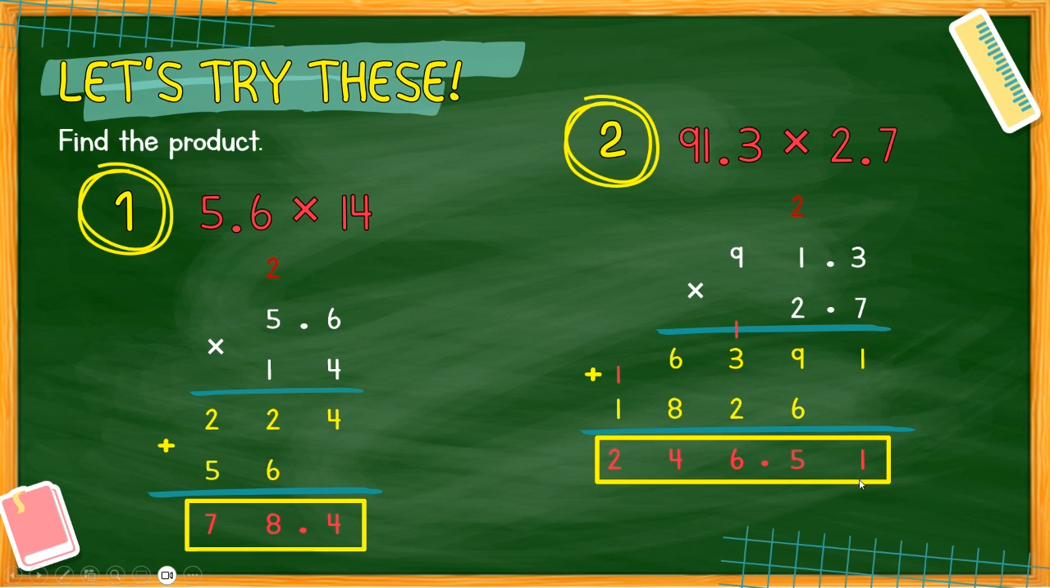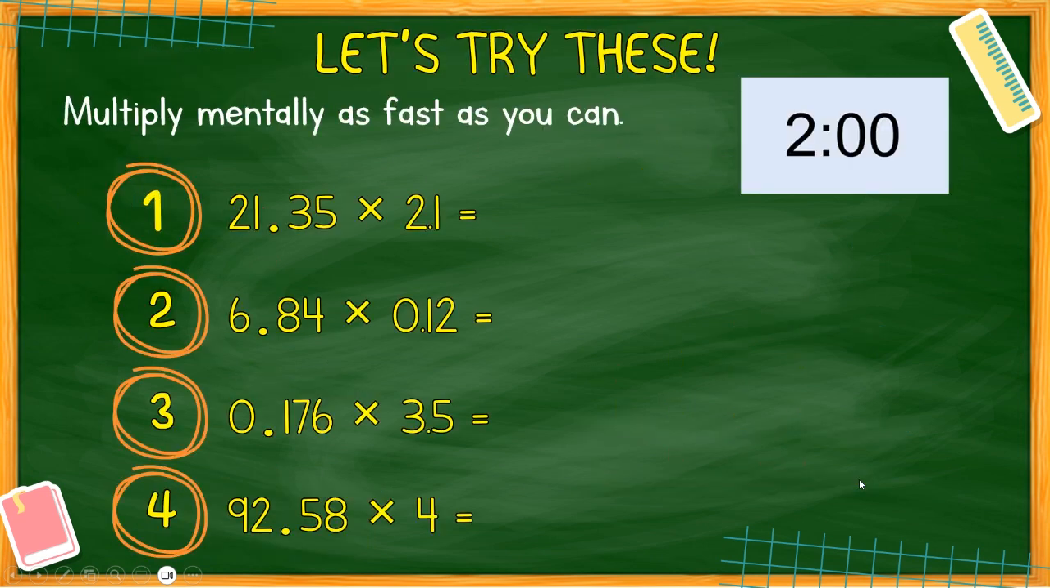Okay? Now, let's try this. Multiply mentally as fast as you can. You have 2 minutes to answer these 4 numbers. Okay? Your timer starts now.